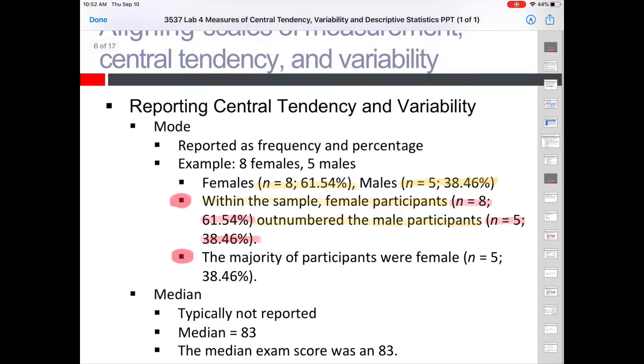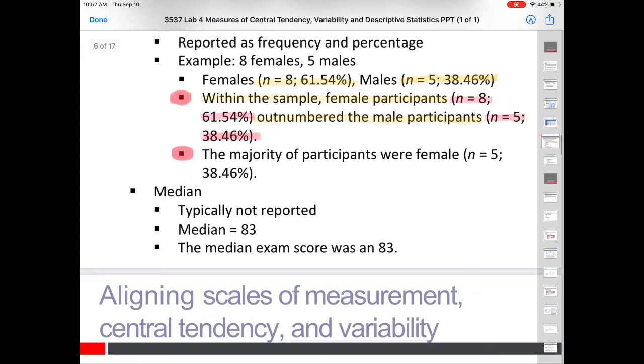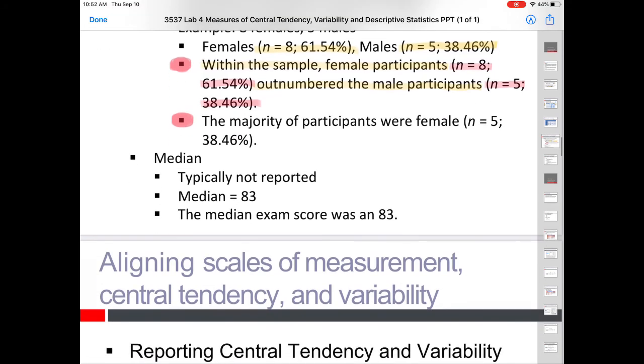So if we move on to median, we typically do not report our median. This is one that you're really not going to have to worry about that much in lab. We don't report it. Say our median was 83. We can simply say the median exam score was 83.